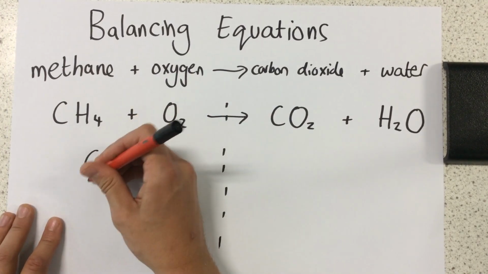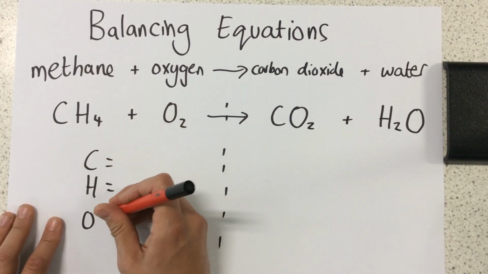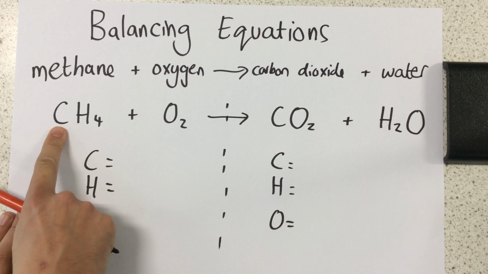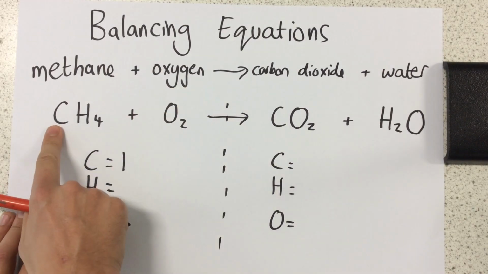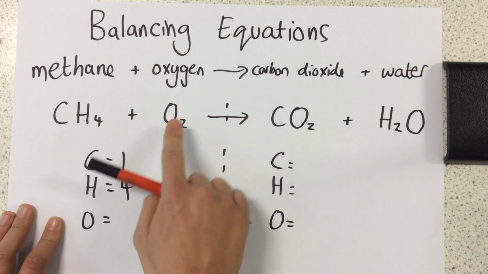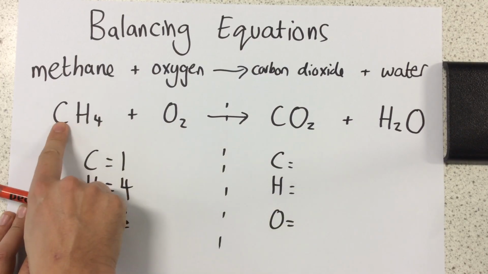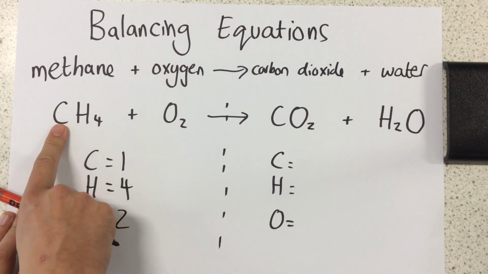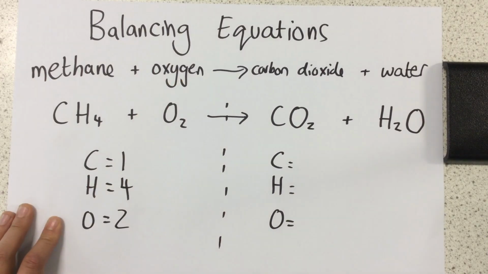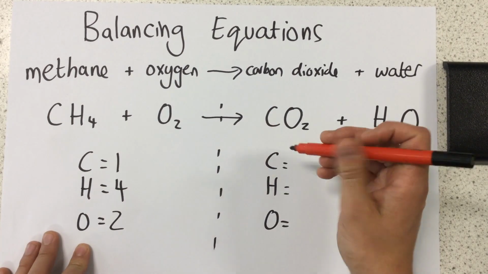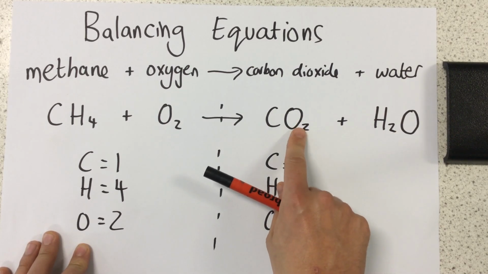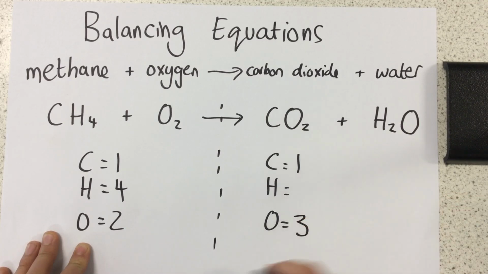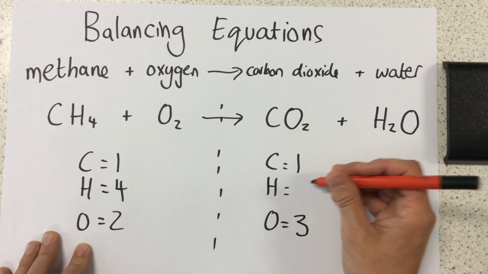What we do next is we see how many of each atom we have on each side of the equation. So we can see here, I have one carbon, I have 4 hydrogens, and I have 2 oxygens. I know I've got 1 carbon rather than 4 carbons, because if I had 4 carbons, there'd be a little number 4 there. Remember, if we just see an atom by itself like this, there's just one of them. On this side, I can see I've got 1 carbon. Now I've got to be careful here because I've got 2 oxygens here, but I've also got 1 oxygen there. So that's a total of 3 oxygens. And on this side, I've got 2 hydrogens.